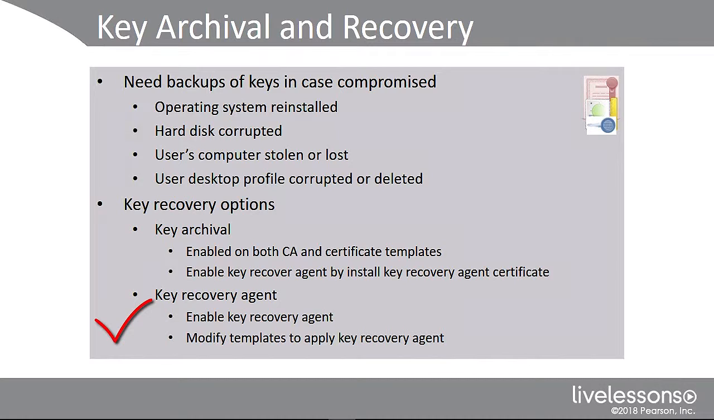You'll locate the key recovery agent template. You'll go to the issuance requirements tab. You're going to clear just one checkbox in there called the CA certificate manager approval checkbox. Then you're going to switch back to the CA console. You're going to right click and create a new certificate template based on the customization we just made to that key recovery agent template.